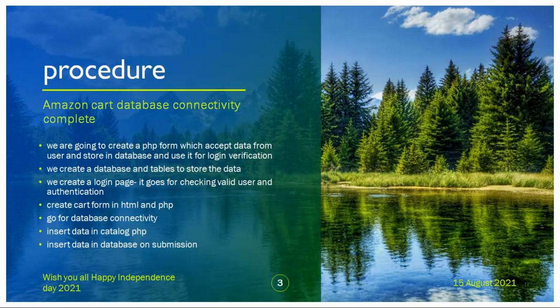In this, we will tell you the procedure of what you have to do. We are going for this Amazon cart database connectivity completely. First, we create the PHP form which accepts the data from the user, stores it in the database, and uses it for login verification. Then we create a database and tables to store the data. Third, we create a login page, which checks for a valid user and authentication.